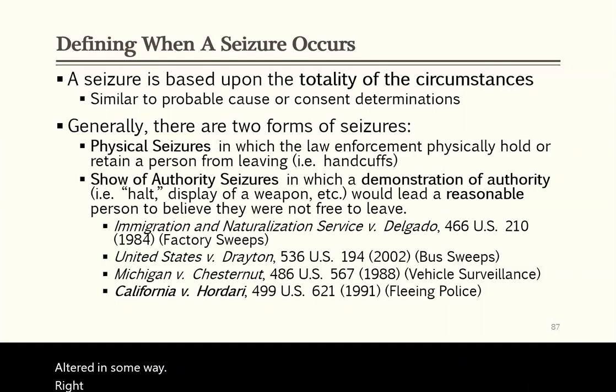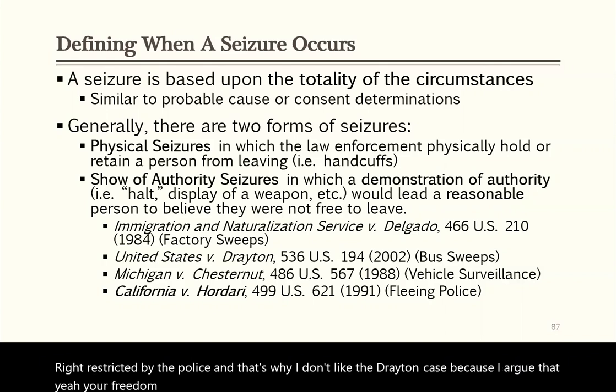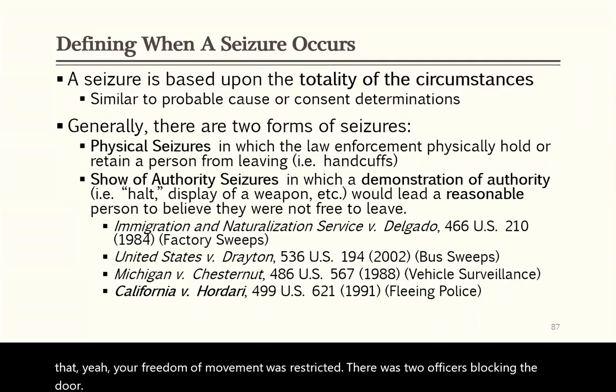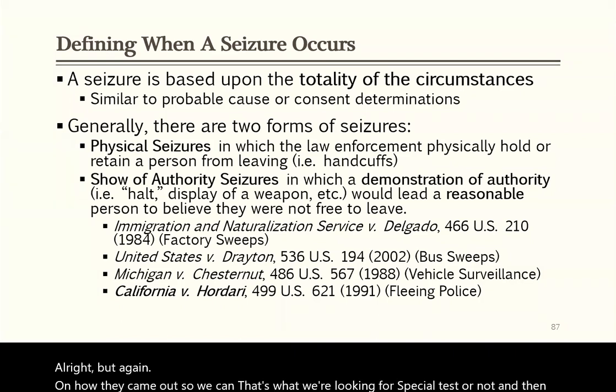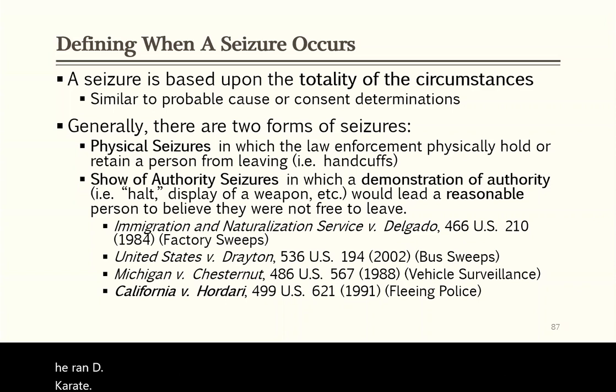Restricted by the police. And that's why I don't like the Drayton case, because I argue that, yeah, your freedom of movement was restricted. There were two officers blocking the door, right? But again, it's not how they came out. So again, that's what we're looking for, especially in Chesternut and then Harandi, I can never say it. Basically fleeing the police, right?